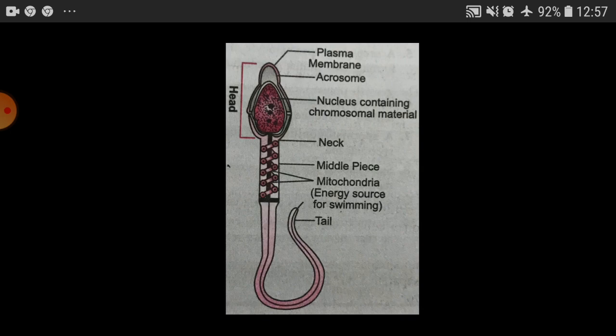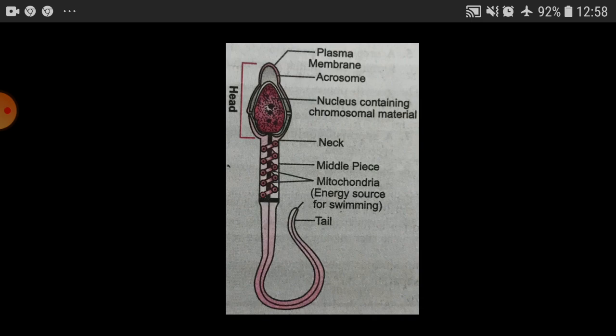So the next part, which is the neck. The neck is very short and contains two centrioles lying one behind and at right angles to the other. The proximal centriole plays a role in the first cleavage of the zygote. A distal centriole gives rise to the axial filament of the sperm. Then comes the middle piece.